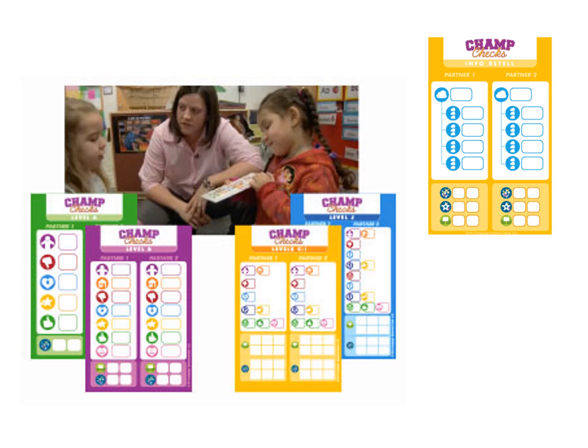The 2.0 and the booster comes with the new dry erase champ check boards that are for the narratives for levels A through J, but the champ checks for the information retell are on the jump drive and that can be printed as needed.